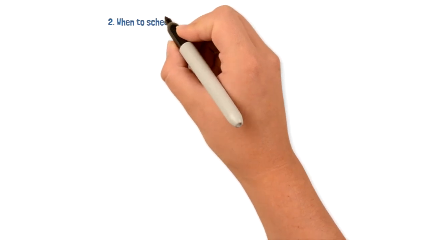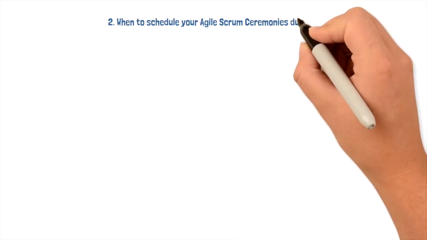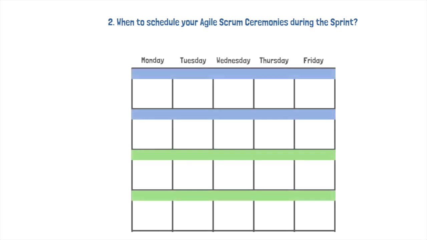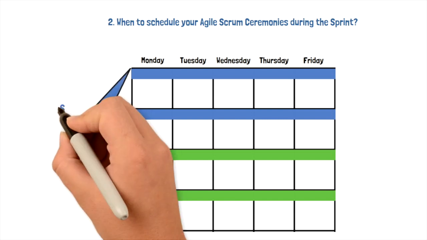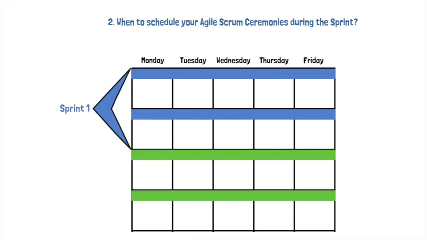Now, let's talk about when to schedule your Agile Scrum ceremonies during the sprint. For this video, we will assume a 2-week sprint. This means that all the ceremonies listed will need to fit within a 2-week timeline. We want to look at the most common two schedules. One that starts with the sprint planning at the beginning of the week as option 1, and the other one starting with the sprint planning midweek as option 2. We will highlight the pros and cons for each option as well.